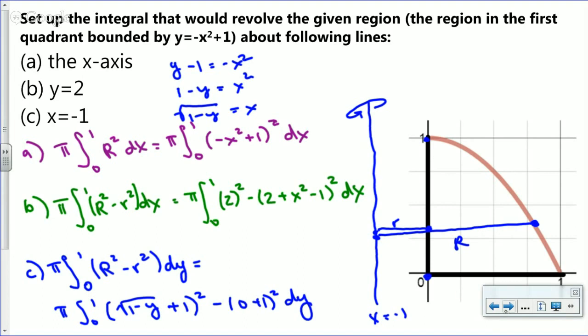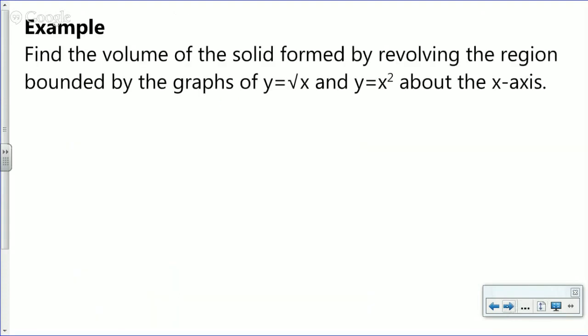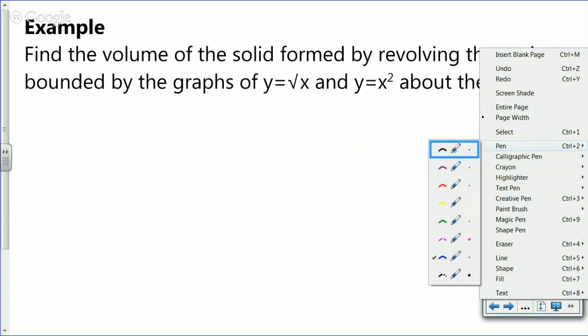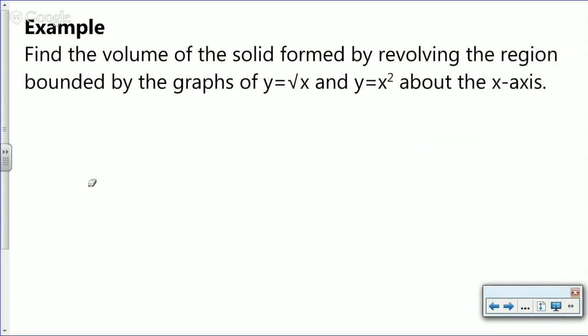All right. I have one more example if you'd like to see it. If you are good to go, then you can start your homework. Otherwise, I will do this last example with you. It says, find the volume of the solid formed by revolving the region bounded by the graphs of y equals the square root of x and y equals x squared about the x-axis.